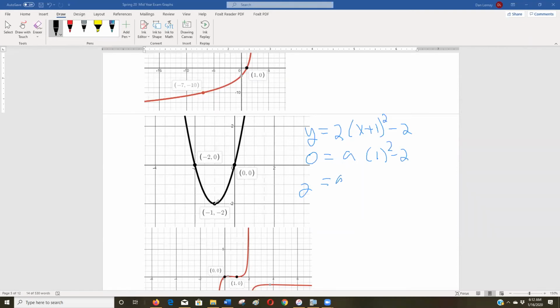We could also think about this. Normally, parabolas go over 1, up 1. And this is going over 1, up 2. So that's another way to come up with that stretch factor for this question.